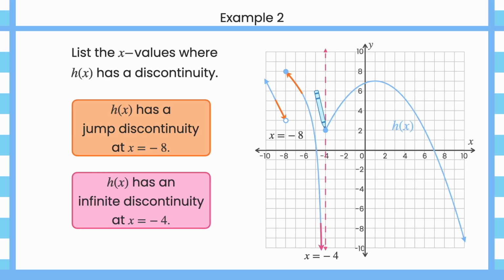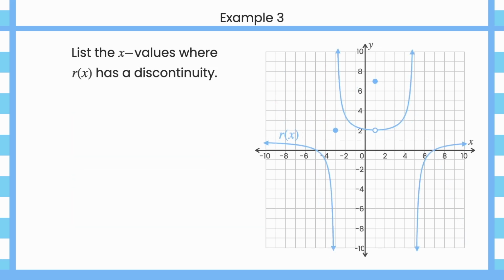After the asymptote, we can continue tracing the function without any more breaks. So h of x has two discontinuities, at x equals -8 and x equals -4. Nice job. Let's find the discontinuities in this graph.